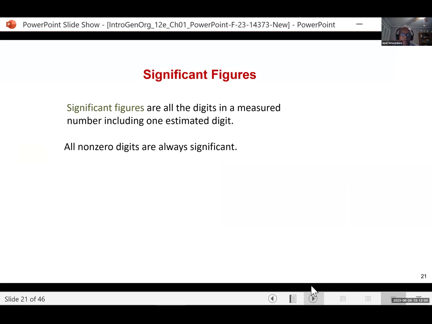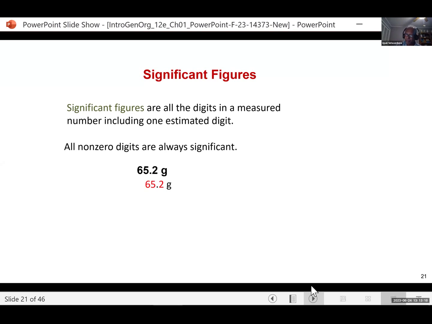Normally, non-zero digits are always significant. For example, this number 65.2: how many significant digits are there? How many digits are there? 3. Normally, 3 is the answer.